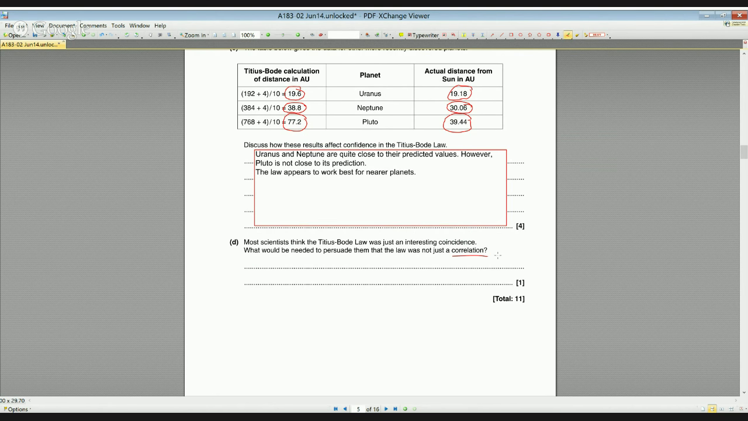In order to find a causal link, what is always needed is some sort of scientific mechanism, and this is no different. All a scientific mechanism means is some sort of explanation involving the actual science rather than just this mathematical relationship here, but an actual science for why this relationship exists.